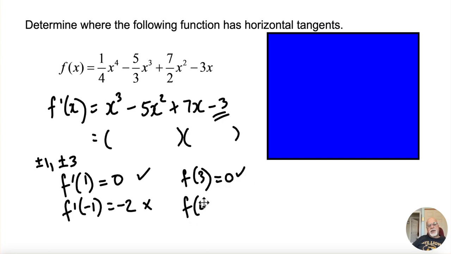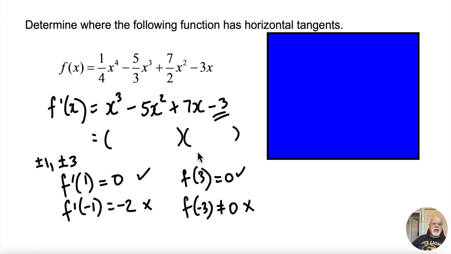And f of 4, oh sorry, not f of 4, f of -3, silly me, because these were the only factors of -3, plus and minus 1, plus and minus 3. And this turns out to be a very large negative number. It's certainly not 0, so this is no good.